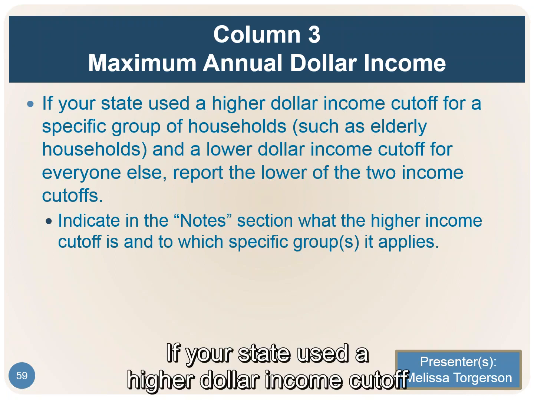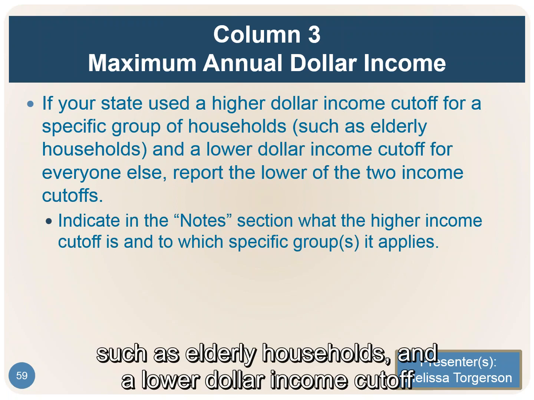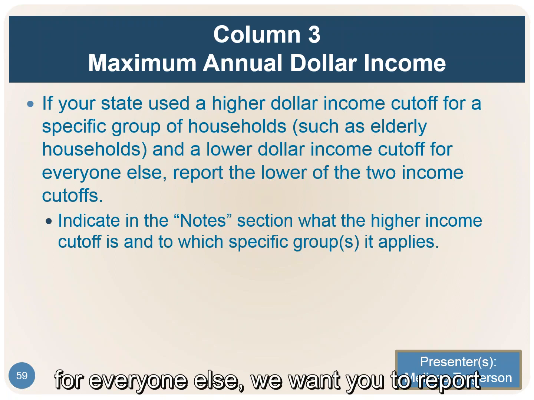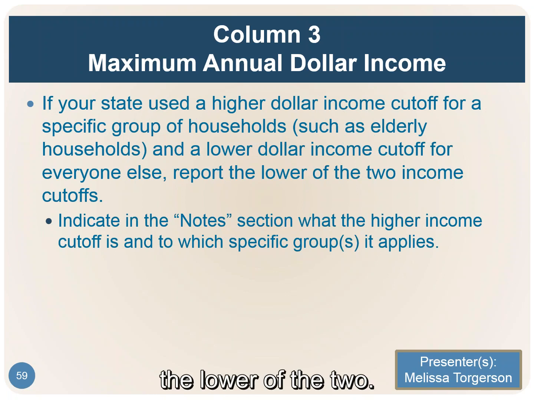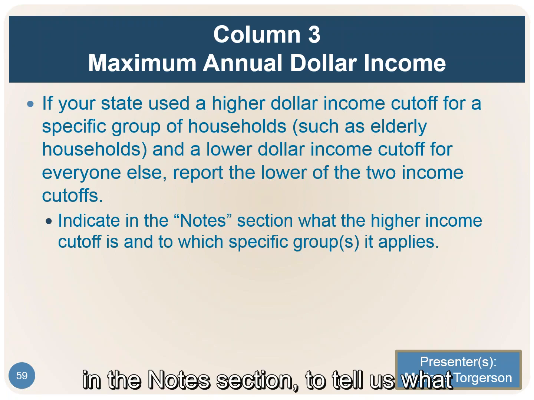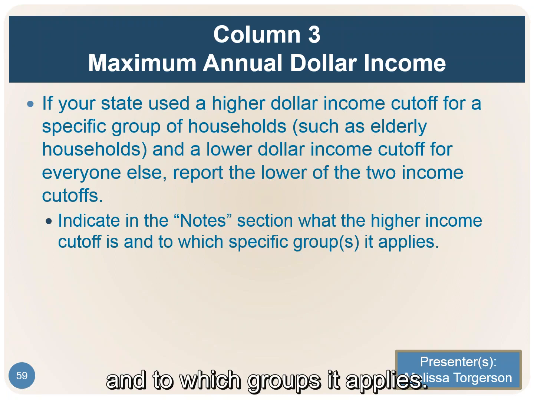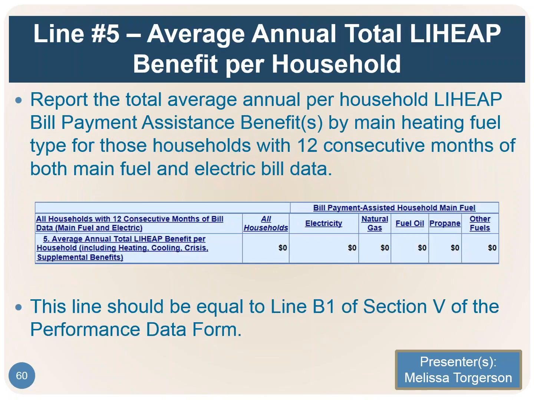If your state used a higher dollar income cutoff for a specific group of households, such as elderly households, and a lower dollar income cutoff for everyone else, we want you to report the lower of the two. And then we also would like you, once again, in the notes section, to tell us what that higher income cutoff is and to which groups it applies.